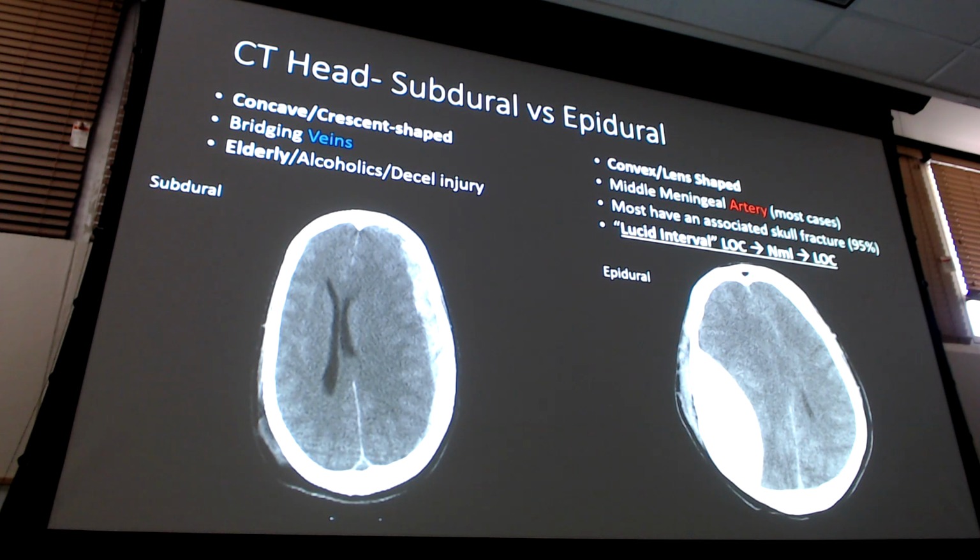Here it is on a nice, pretty slide comparing the two. Of the head bleeds, these are the two that get confused the most when we're dealing with academia or even just in clinic, right? Because they're very similar. They're bleeds in the same area. They have some different symptoms. And they're shaped differently. Questions on these two? Lucid interval.